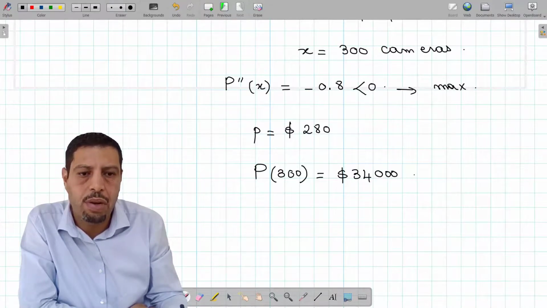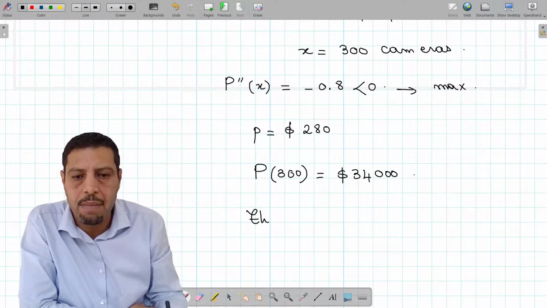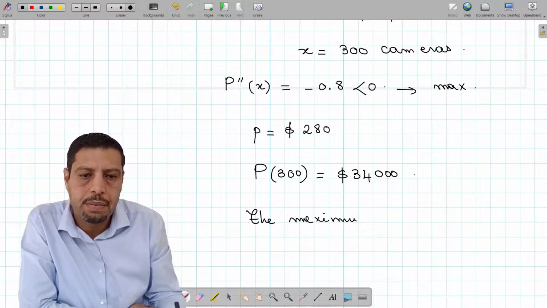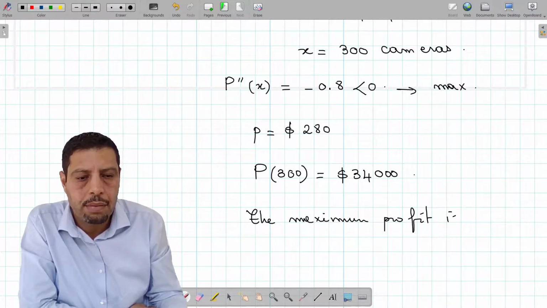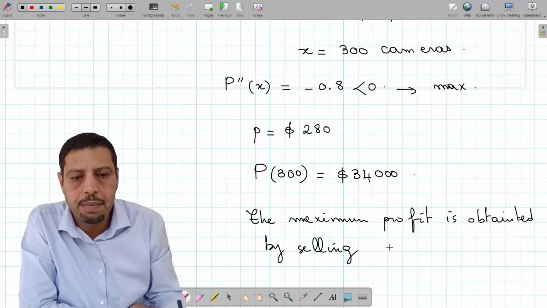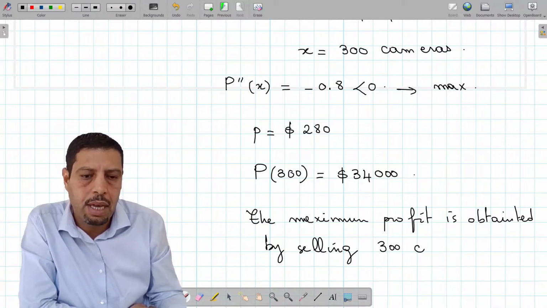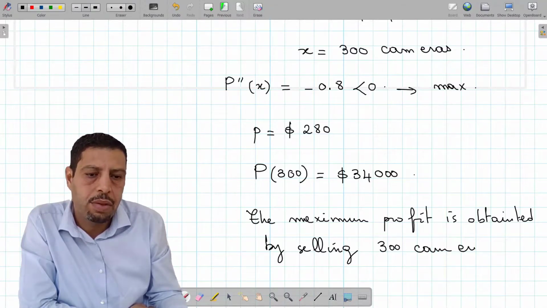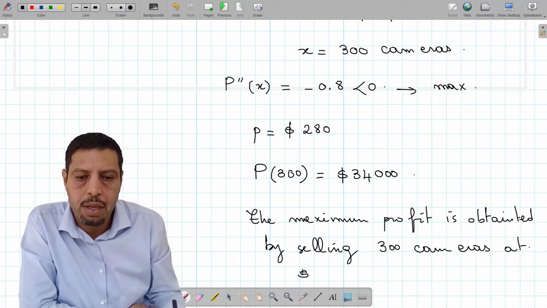You will find that it is equal to $34,000. So to conclude, we're going to say that the maximum profit is obtained by selling 300 cameras, at which price? At $280 each.